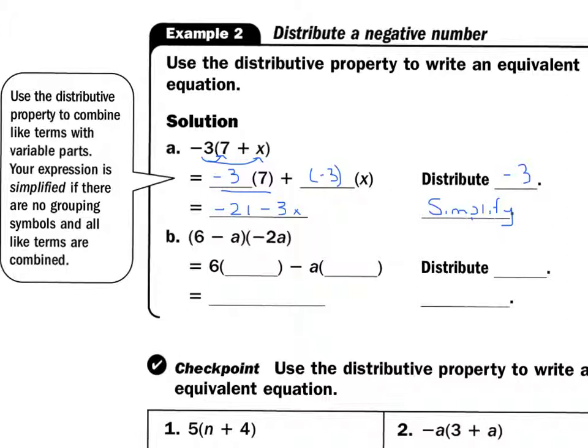In B, we'll do 6 times negative 2a minus a times negative 2a. So we distributed the negative 2a. 6 times negative 2a is negative 12a. And what we're going to be left with on the other side is negative a times negative 2a. The negatives are going to turn into a positive, so it's going to become plus 2a squared. That's what we get when we simplify.